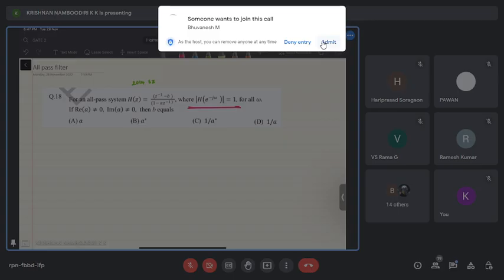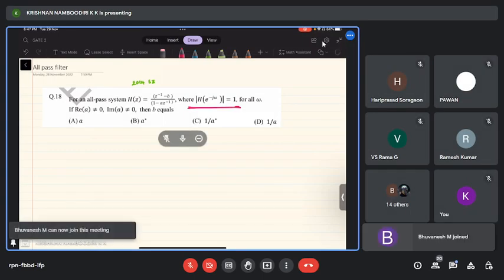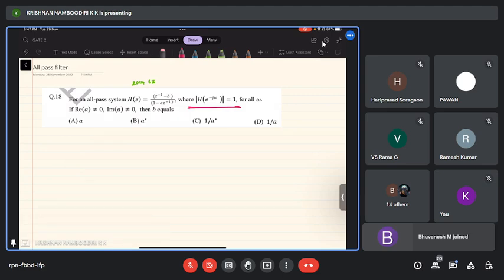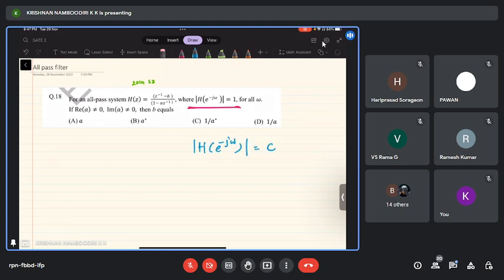So first of all, what is an all pass filter? An all pass filter is nothing but one that gives the same gain for every frequency component. That is precisely what is written here. Essentially, the magnitude of h of e power minus j omega equals some constant for all omega. That is the definition of an all pass system. But here it is told that it is equal to 1. That means no gain or no attenuation for any frequency component. For every omega, the magnitude of the system response is 1.